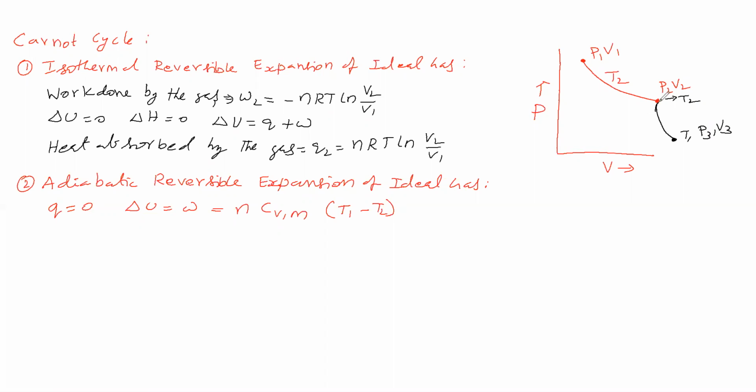It is the second step. The second step is adiabatic reversible expansion of ideal gas. So here Q is equal to 0. Delta U is equal to W. Now it is n Cv m delta T. Delta T is final temperature minus initial temperature. Final temperature is T1, initial temperature is T2. In this process, temperature decreases.